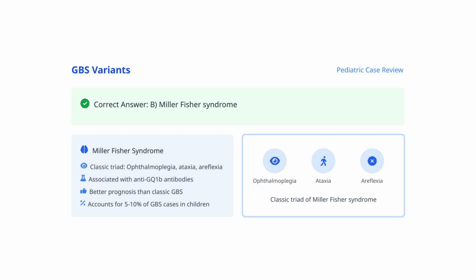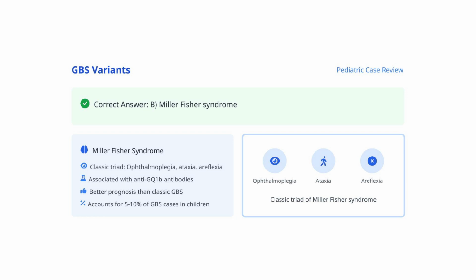This GBS variant is characterized by the classic triad of ophthalmoplegia, eye muscle weakness, ataxia, coordination problems, and areflexia, absent reflexes. Miller-Fisher syndrome is associated with anti-GQ1b antibodies and typically has a better prognosis than classic GBS forms. It accounts for approximately 5 to 10% of Guillain-Barré syndrome cases in children.